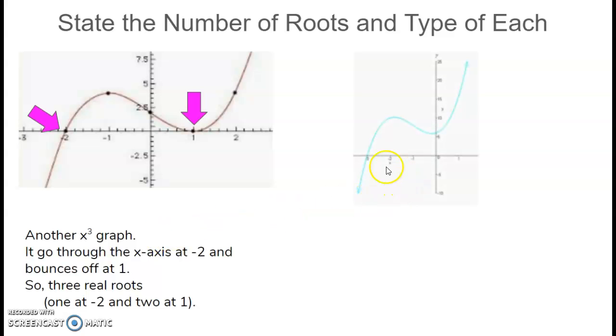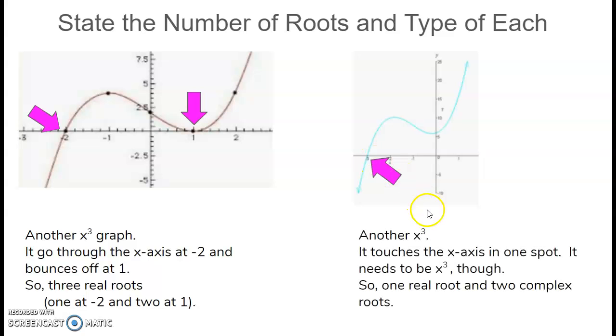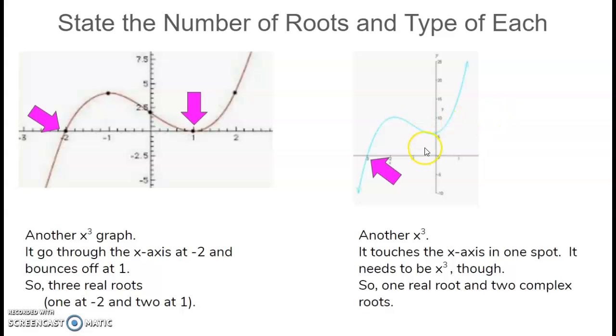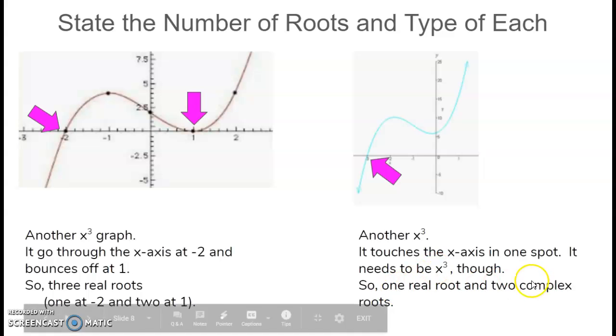And then this last problem over here, I've got another x cubed graph. This time it's only crossing the x-axis in one spot, right here, at what looks like -3. And then I need it to be an x cubed though, so I'm going to need 2 more roots, and those are imaginary, and they're actually up here. We don't really know where they are up here, but we have 1 real root right there, and 2 imaginary ones that are up in the air here, because I need it to be an x cubed, so I need 3 altogether. So 1 plus 2 is 3.